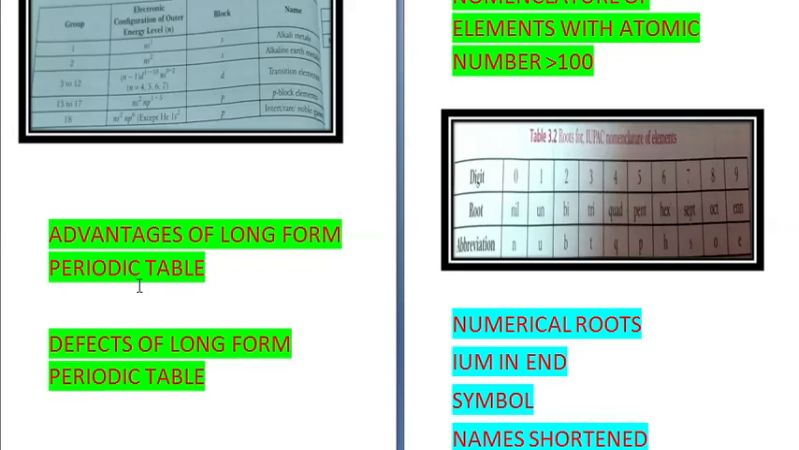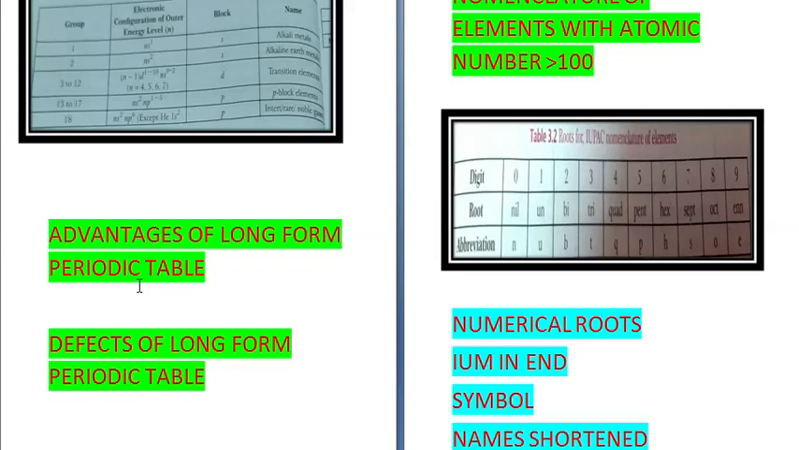Now, the reactive elements have been placed in group 1 and 2, and heavy metals have been placed in group 3 to 12, and all the non-metals in group 13 to 18. So the elements are arranged according to their properties. The division of elements into s, p, d and f block has made the study simple and logical.